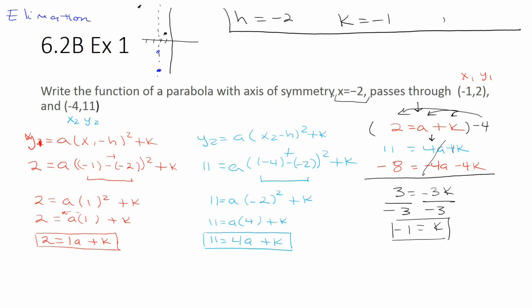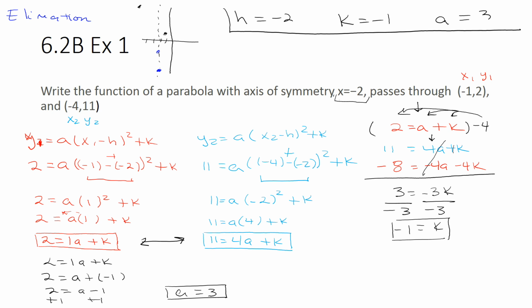We know k is equal to -1, and now we just need our a. In order to solve for a, you pick one of your two equations. It doesn't matter which one, and you're going to plug in your value for k, and then solve for a. So I'm just going to take this first equation. 2 is equal to 1a plus k. So I'm going to plug in my value for k, which is -1. So we just have 2 is equal to a minus 1. To solve for a, we add 1 to each side. A is equal to 3.